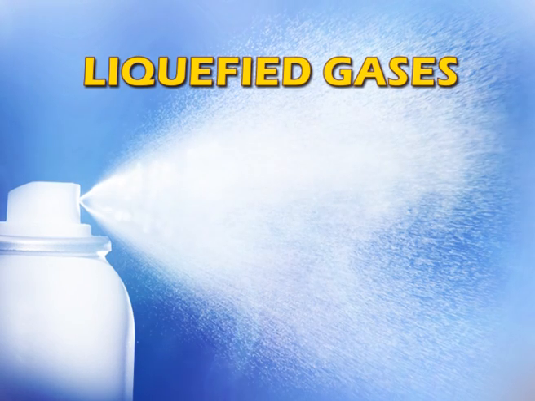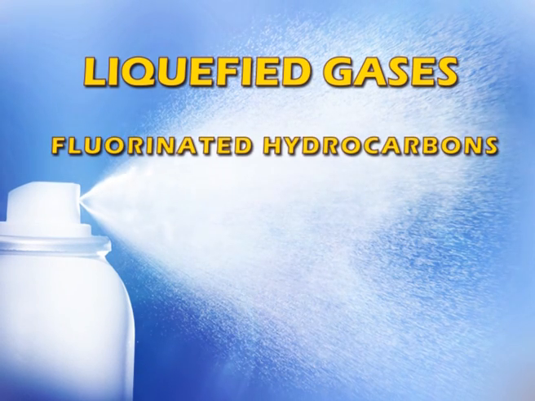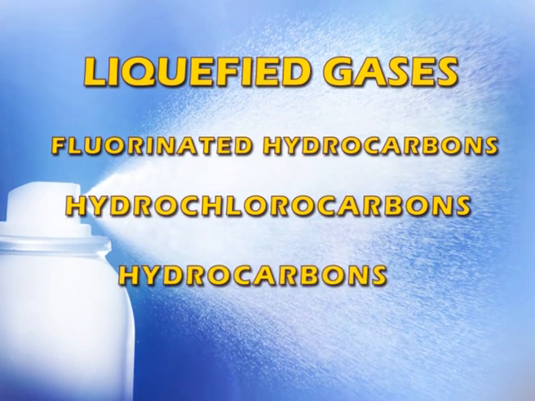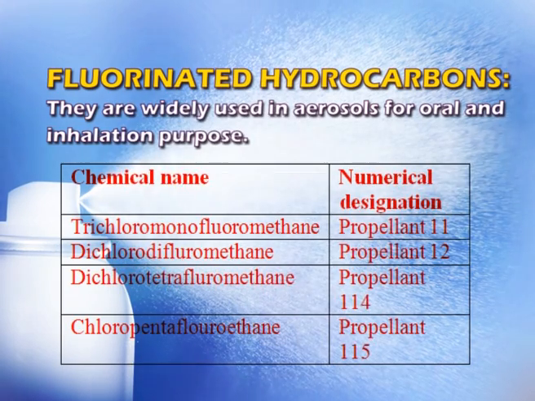Another type of propellant is liquefied gases. It includes fluorinated hydrocarbons, hydrochlorocarbons, hydrocarbons. Now first we will discuss fluorinated hydrocarbons. They are widely used in aerosols for oral and inhalation purposes. Chemical name and numerical designation: how can we designate it?